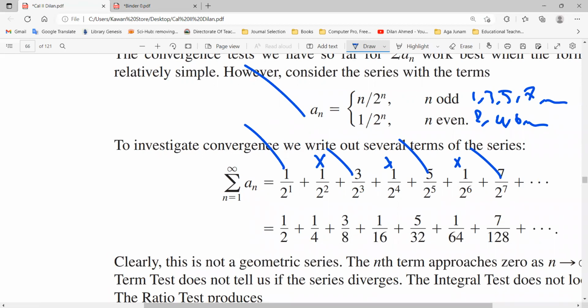So I cannot decide. I cannot say it's a geometric series. Why? Because you are right. The denominator is geometric, but the numerator is something else. 1, 1, 3, 1, 5, 1, 7 is not geometric. So he said that is not geometric, and you cannot solve that one by telescoping, you know.